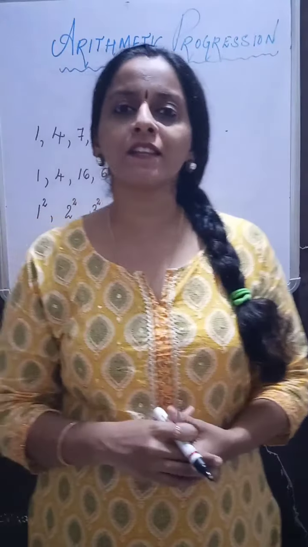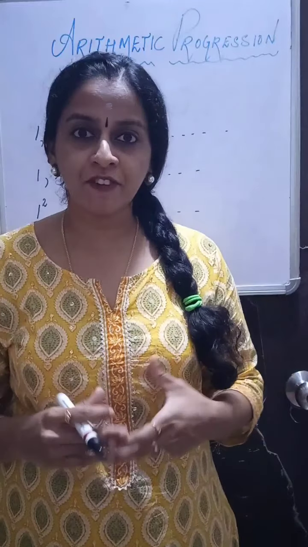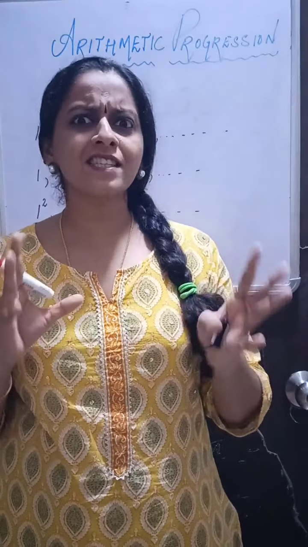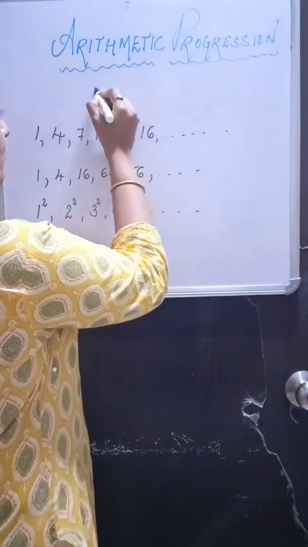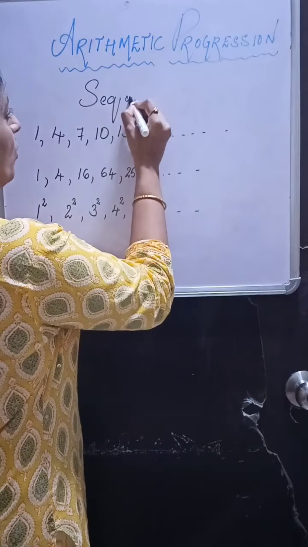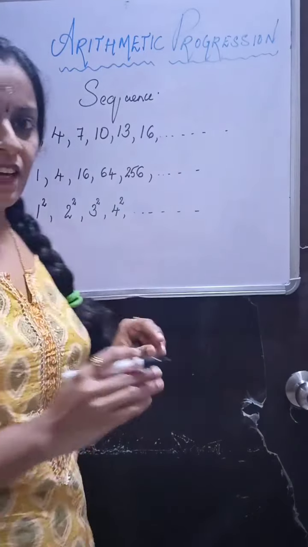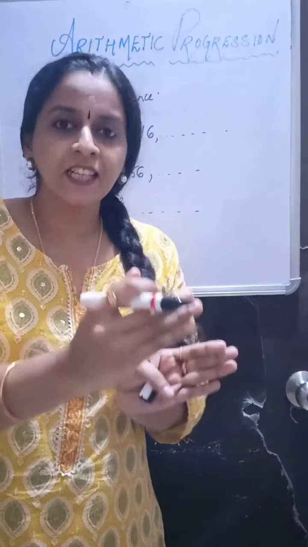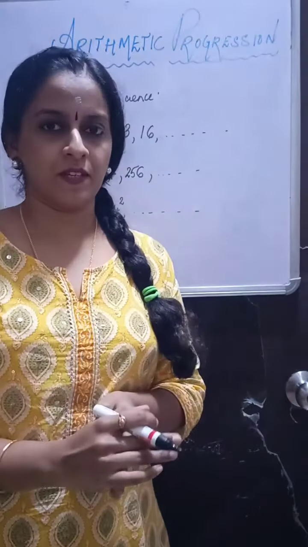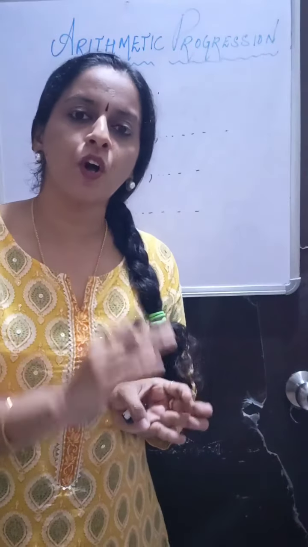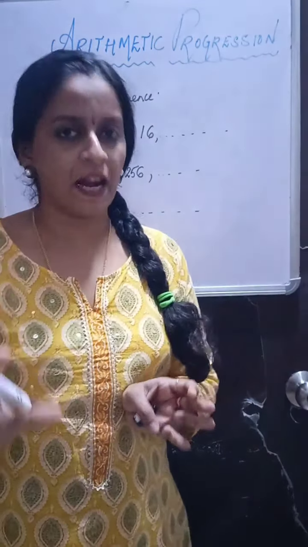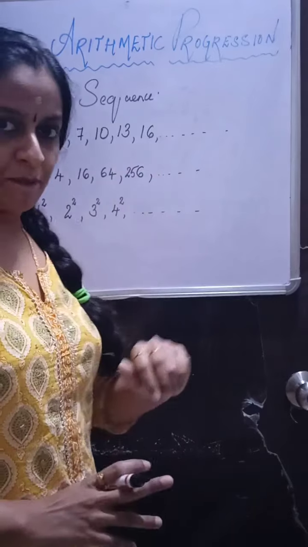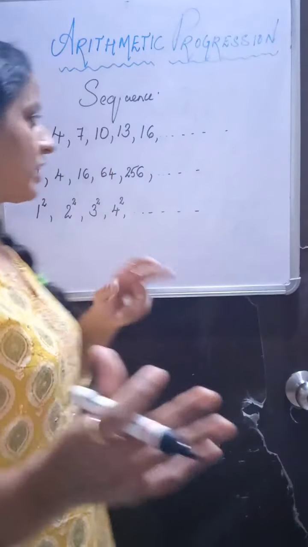Before we get into arithmetic progression, let us first understand certain sequences of numbers. What am I saying? Sequence of numbers. What is this sequence? Sequence is a pattern of arrangement of numbers. These numbers follow a definite rule or pattern. I have given you some examples that will make it easy to understand.